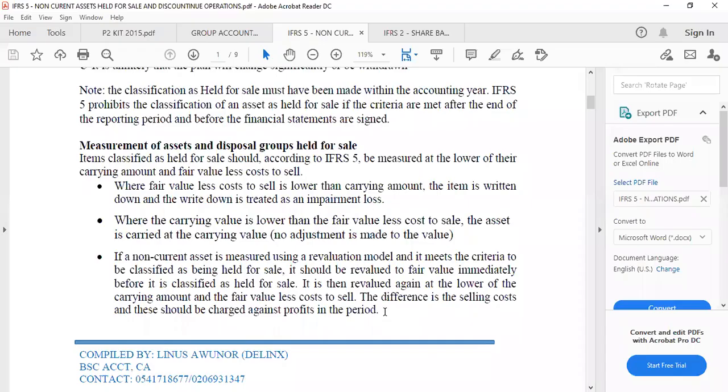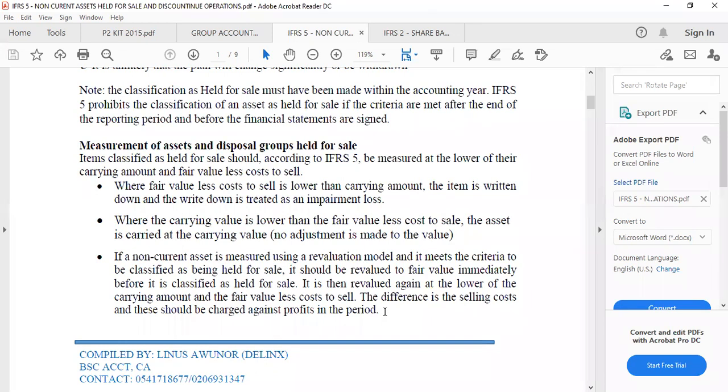All right. If non-current asset is measured using a revaluation model, it means the criteria to be classified as held for sale, it should be revalued to fair value immediately before it is classified as held for sale. The person who said the 5,000, are you okay now? You revalue the asset before you classify it as held for sale. It is then revalued again at the lower of the carrying amount and the fair value less cost to sell. The difference is the selling cost, and this should be charged against profit in the period.